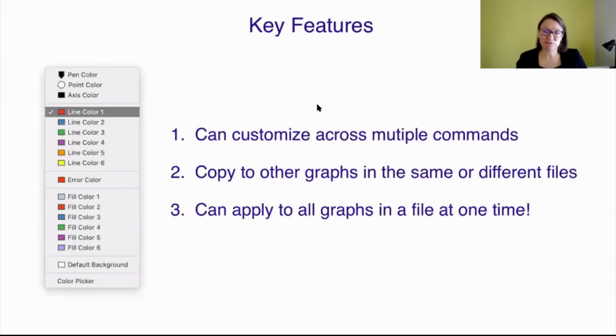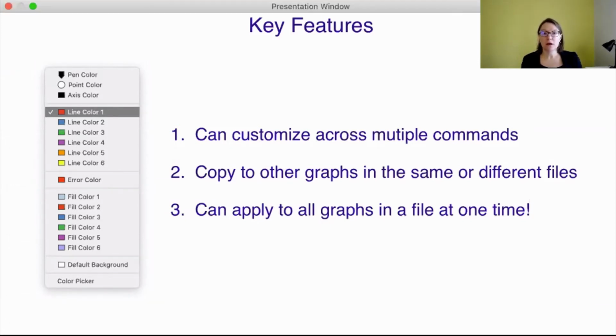And in fact, just to summarize, the key features for this is that you can customize them across multiple commands. You can copy to other graphs in the same file or different files. So when you change the color menu in a particular graph, those colors can be copied. And you can apply this to all your graphs at once, to make it really easy if you decide you want to change a particular color. So this menu is a built-in drop-down menu, but it is something that you can customize as well.